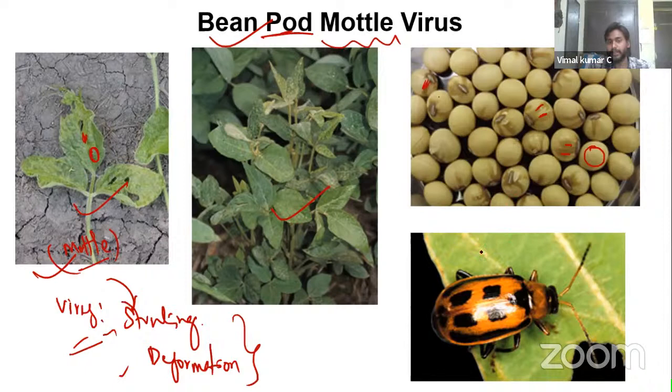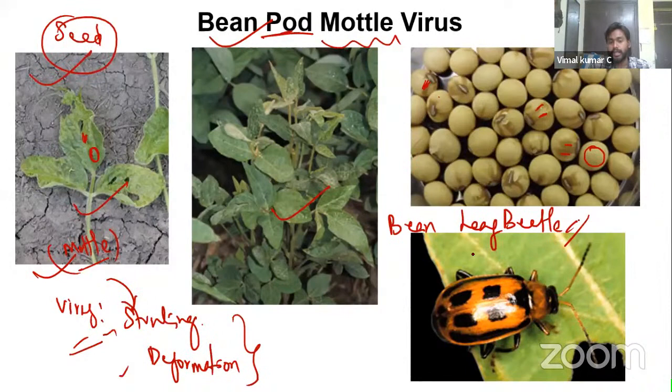Then, it is transmitted by the bean leaf beetle, and sometimes it is also seen that it can be transmitted through the seed. And one more thing is how it is going to transmit: as you know, when the beetle starts feeding on the soybean, after feeding it will just jump onto the next healthy plant.